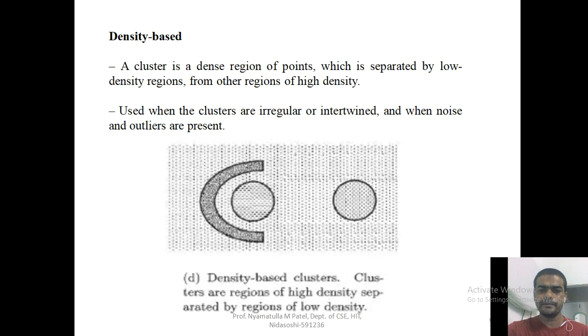Next, coming to another type of clustering called density based clustering. A cluster is nothing but a dense region of points. A cluster can also be defined as a dense region of points, meaning the points are very densely put into the cluster, and all those points having similar properties are grouped into one cluster. A cluster is a dense region of points which is separated by low density regions from other regions of high density.